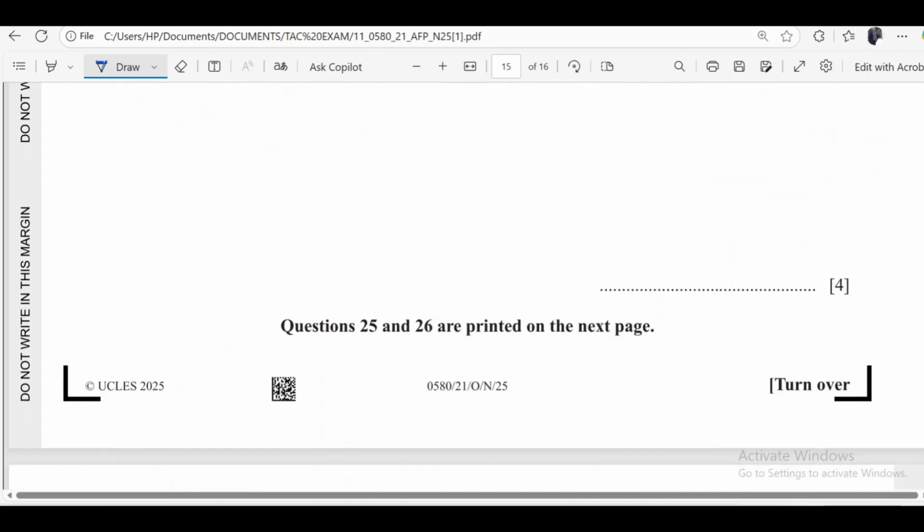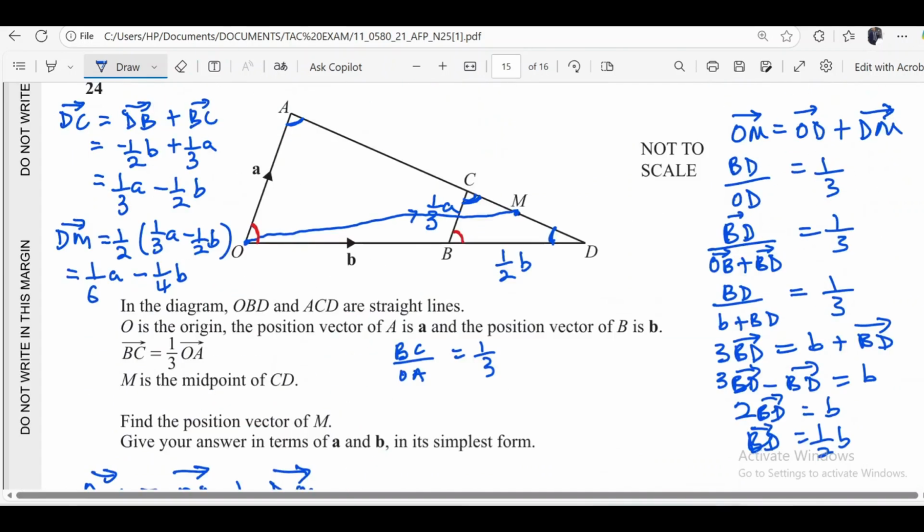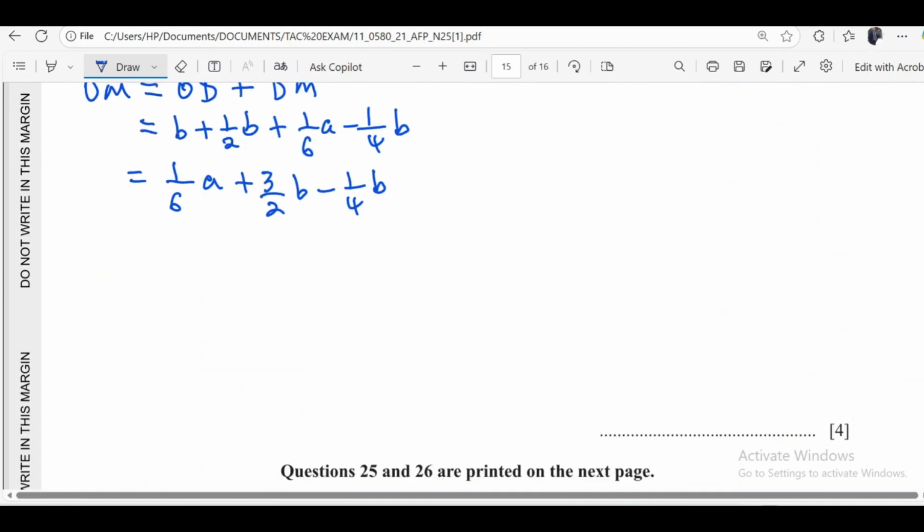Okay, so what will this give to us? It's going to give us 1 over 6A. Let's have this denominator as 4 multiplied by 2. So this is going to be 6 over 4B minus 1 over 4B. So this is going to give us 1 over 6A. 6 minus 1 is 5.